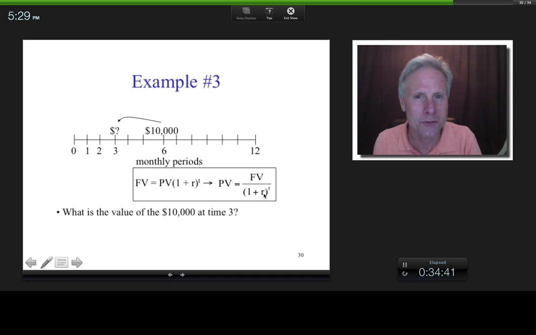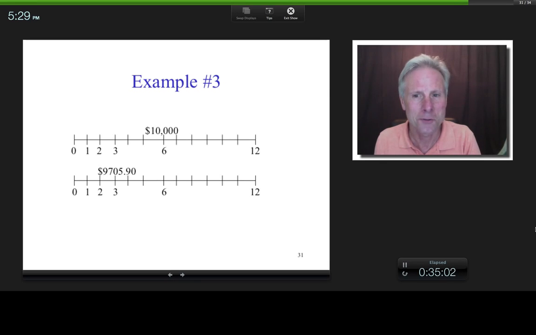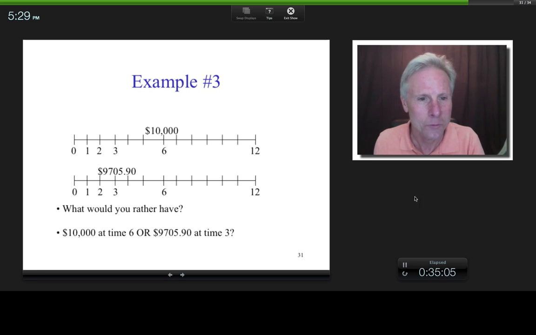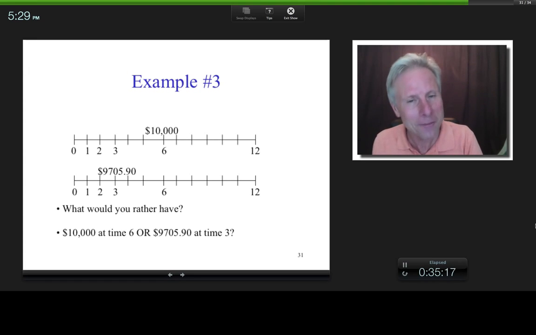And what kind of rate had I better use? Again, effective monthly rate, right? And how many periods am I going back? 1, 2, 3. So what do I put here? 3, right? And so basically, we have this 97.05 is what it's worth at time 3. So again, what would you rather have? Would you rather have 10,000 at time 6 or this much at time 3? Or, from a mathematical perspective, would you be indifferent? Well, from a mathematical perspective, you'd be indifferent, right? Given the rate, they are mathematically exactly identically equivalent.